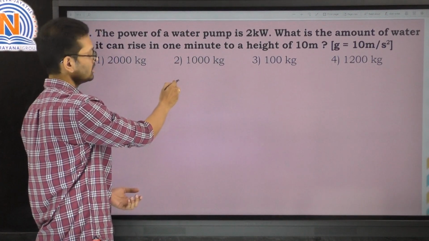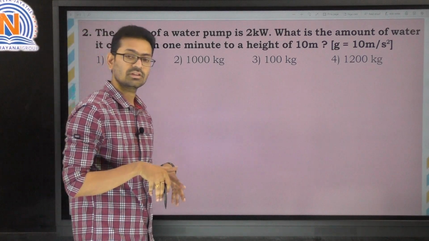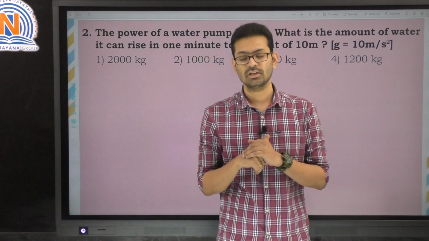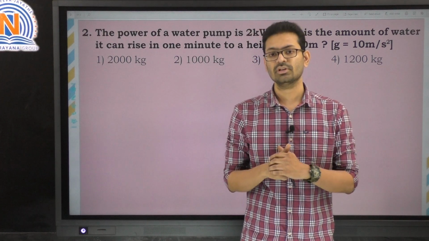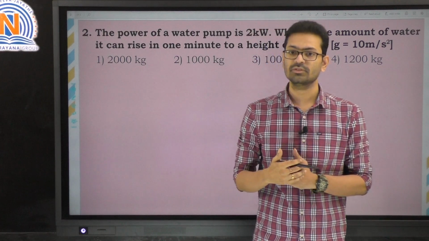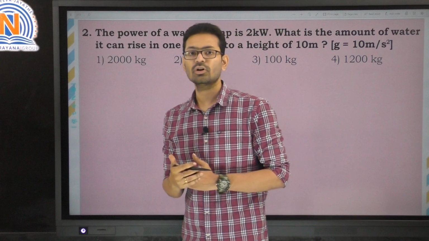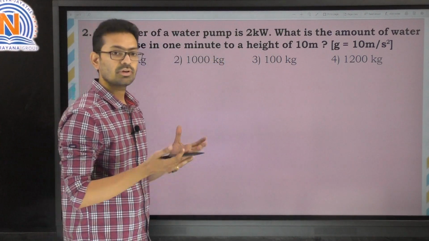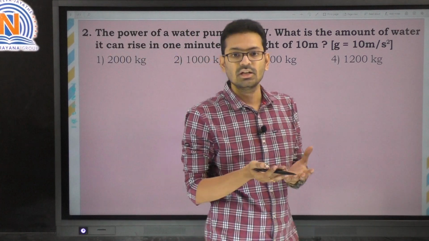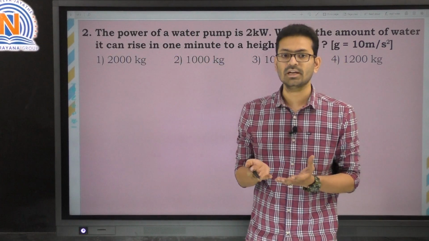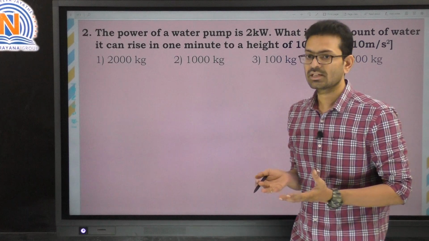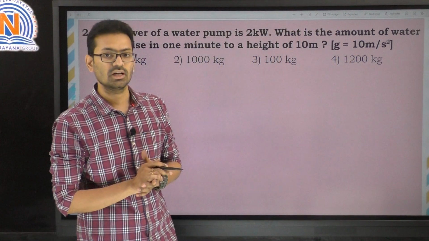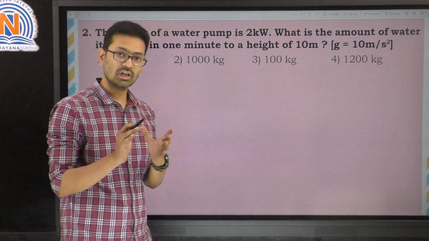Okay, now let us talk about this second question, which is very interesting. The power of a pump is given. The data given over here is that the power of a pump is 2 kilowatts, and he wants to know the amount of water which is raised to a certain height. What height is it? 10 meters. In 1 minute, how much has it done? He wants the amount of water.